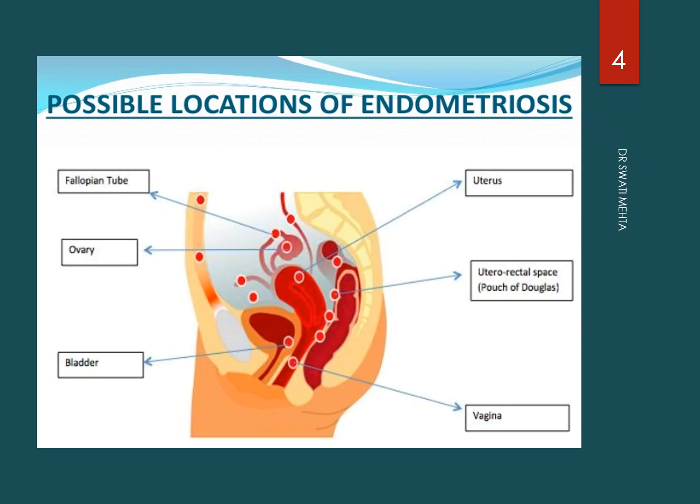This slide demonstrates the common anatomical sites involved in endometriosis. Notice how endometrial implants can affect the ovaries, fallopian tubes, pelvic ligaments, uterine surfaces, and pouch of Douglas. Understanding these locations helps to explain the diverse symptoms experienced by patients.